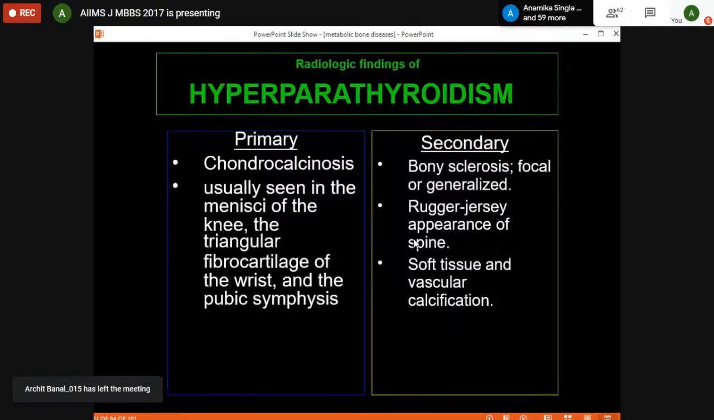So what are the radiological findings of hyperparathyroidism? Primarily, chondrocalcinosis, usually seen in the menisci of the knee, the triangular fibrocartilage of the wrist, and the pubic symphysis. These three are very important. And secondarily, we can see bony sclerosis, focal or generalized, rugger jersey appearance of the spine, and soft tissue and vascular calcification.